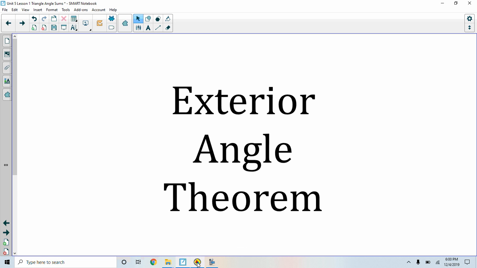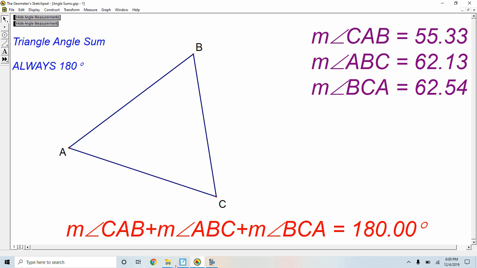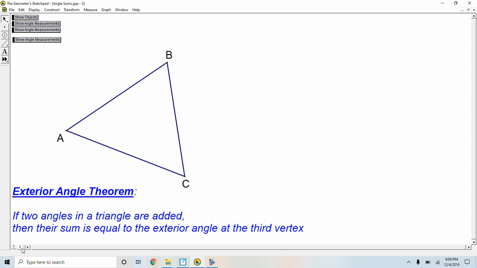So we have one more angle relationship to talk about here, the exterior angle theorem. The exterior angle theorem says that if two angles in a triangle are added, their sum is equal to the exterior angle at the third vertex. So let me show you what that might look like.